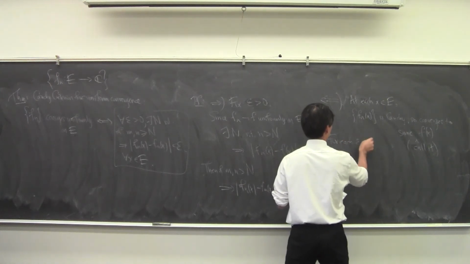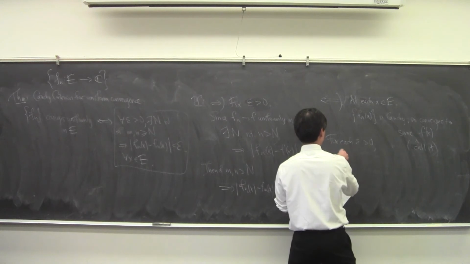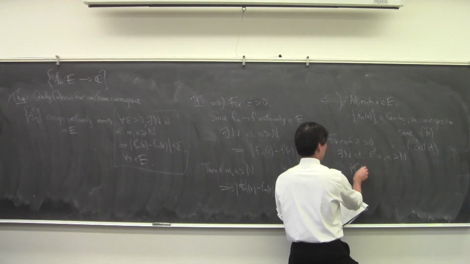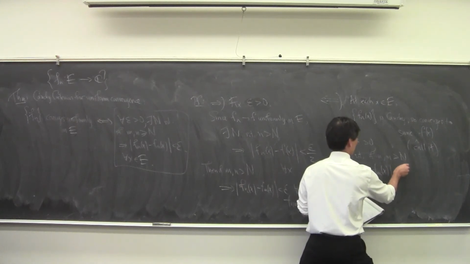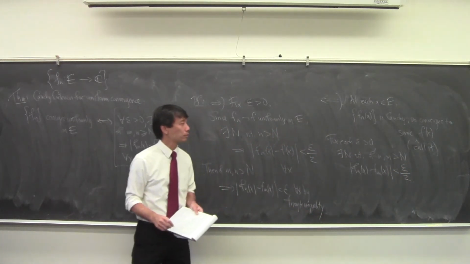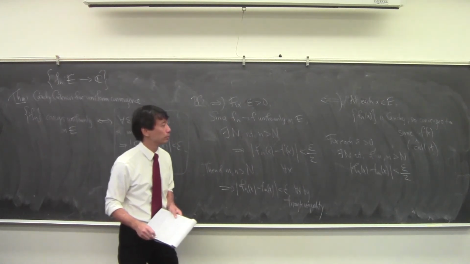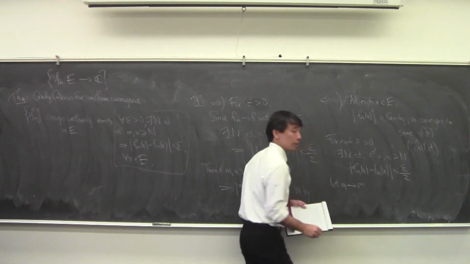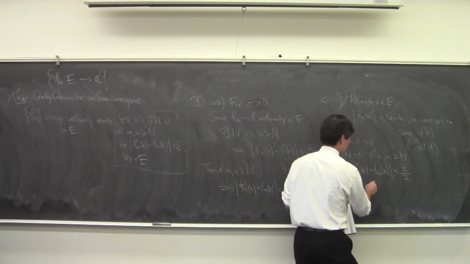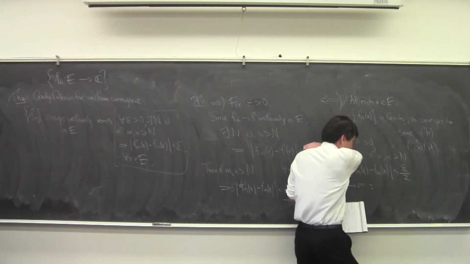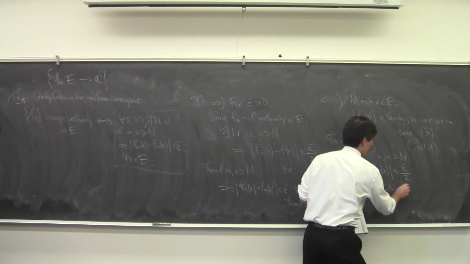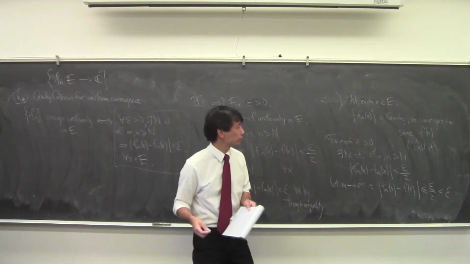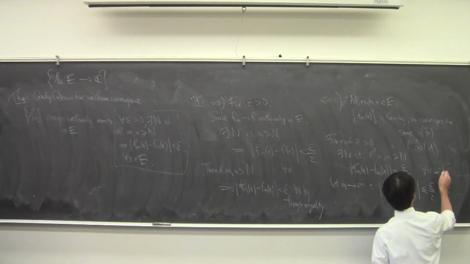For each epsilon, we know that there exists N such that if n and m are bigger than N, then |fn(x) minus fm(x)| is smaller than epsilon over 2. All we're going to do now is just take the limit. Let m go to infinity, and from this inequality you get that this thing is less than or equal to epsilon over 2, which is less than epsilon. And this is for all x in E.